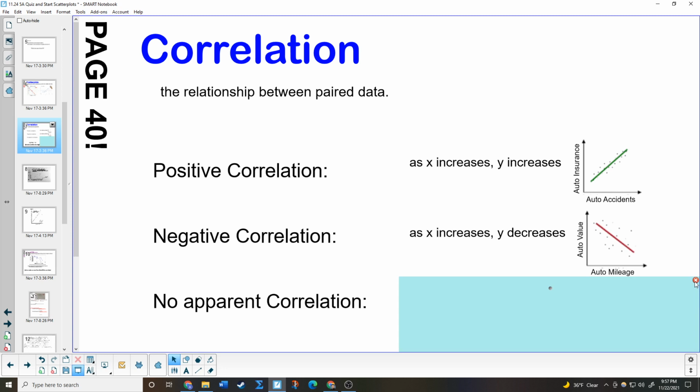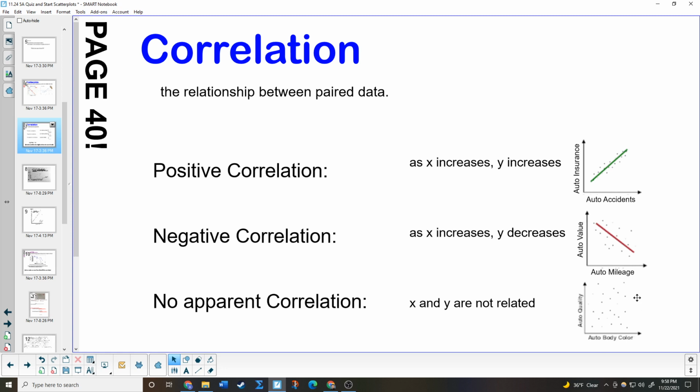When something has no apparent correlation, we don't really see a line that can be drawn to represent that data. So here, X and Y are not related. In this instance, it says the auto body color, so the color of your car versus the quality of the car, right? We shouldn't see much of a relationship here. You can see each of these different data points that were collected for different cars. The quality is higher for ones that, I don't even know how you quantify color, maybe on the spectrum, I'm not sure. But they don't really show much of a relationship.